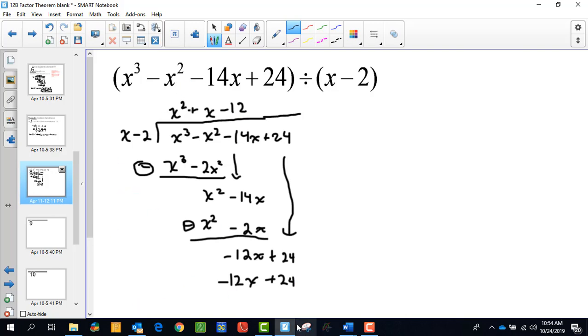Okay, minus 12 times minus 2. And that then gives me a remainder of 0 when I subtract. So the answer is x squared plus x minus 12.